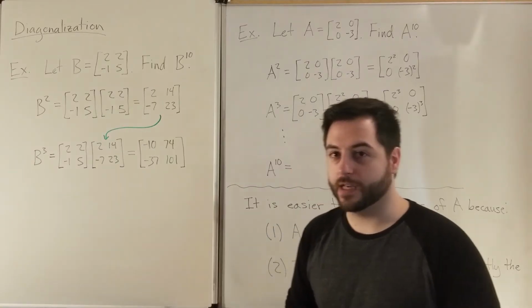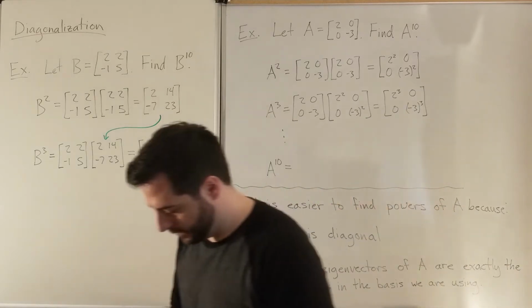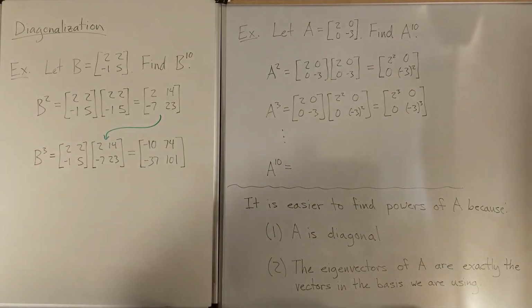Hi, in this video we're going to be talking about diagonalization. Diagonalization is something that you can do to a matrix to write it in another form, but before we get to exactly what that looks like, let's start out looking at this example right here.